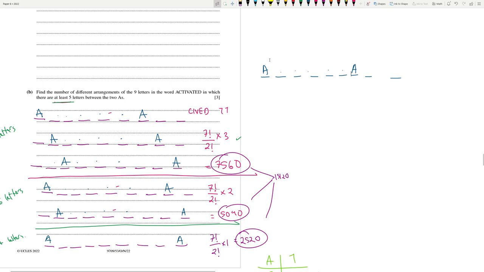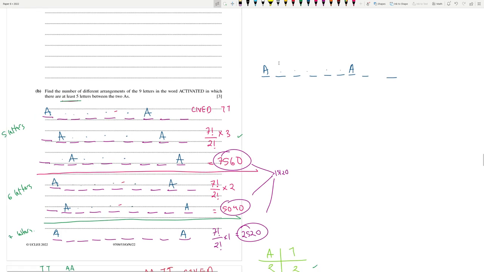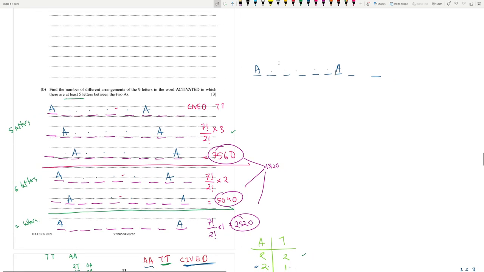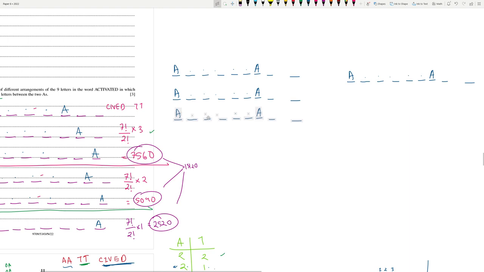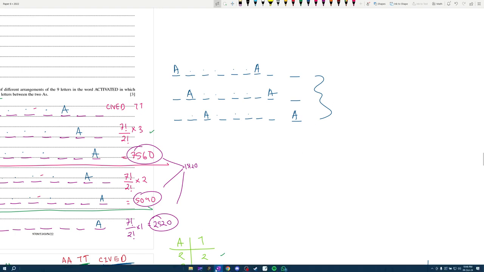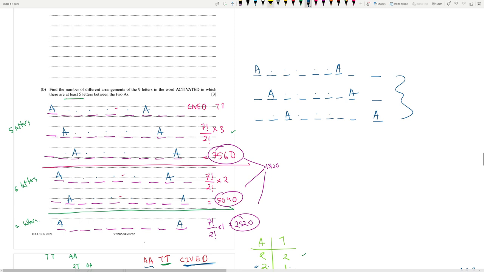So similarly, what other arrangements do we have? Here you go. So there are 3 ways in which we can do this. Second blank and over here, third blank and over here. There you go. So in the question, they said at least, right? In the question, they said at least 5 letters between the two A's. Okay, so that means you can have more than that. So this is the arrangement for at least 5 letters.